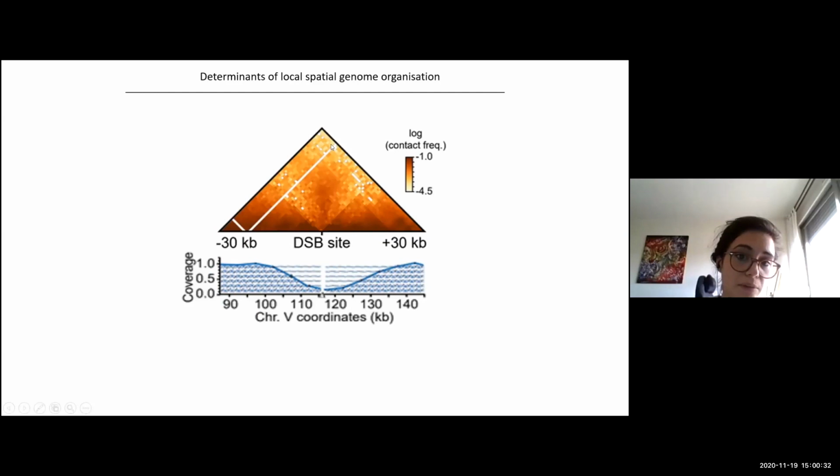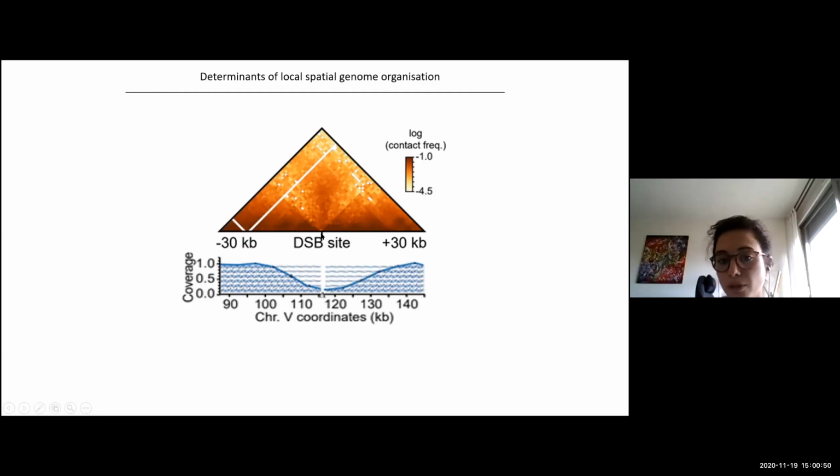Now, what are the determinants of the local structure observed at the break site? As I showed you before, it is independent of cohesin. And it may result from an increase of contact between both double-strand break ends.